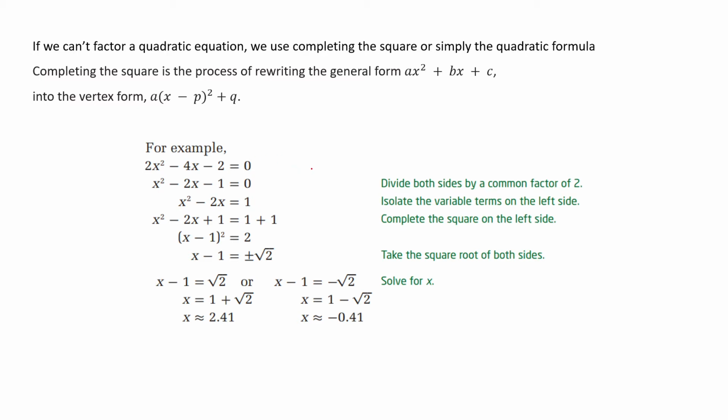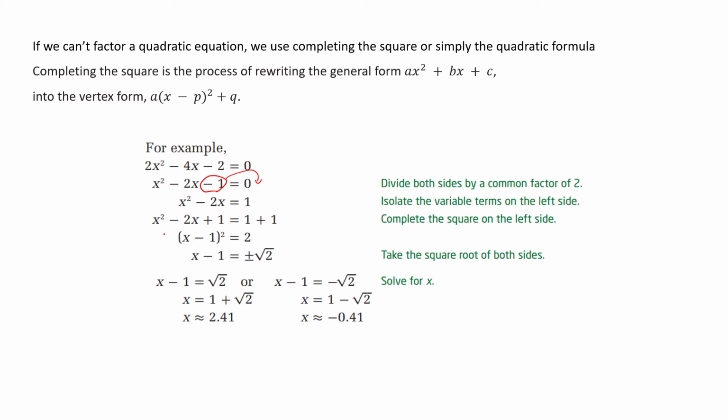It's the process of rewriting the general form ax squared plus bx plus c into the vertex form a times x minus p squared plus q. So take this one for example. We first divide 2 on both sides, we get this. This one seems not factorable, so we have to use completing the square. So first, it says isolate the variable terms on the left side. That means we move the constant part to the right hand side. We have this. And the next, completing the square.